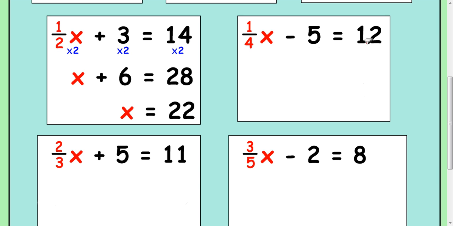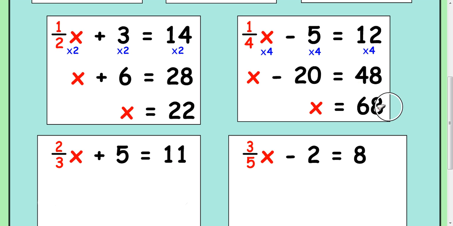We do the same process in this equation here. We want to undo the quarter, so we times by 4. But to keep the scales balanced, or because we've got an equal sign here, we need to do it to every single term. We need to multiply this by 4, and also this by 4. So this just gives us x, 1x. Take away 20, and 4 lots of 12 is 48. Remember to do the opposite here of take away 20, which is add 20, so x is 68.